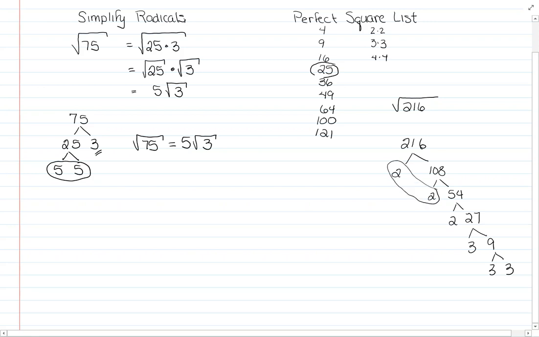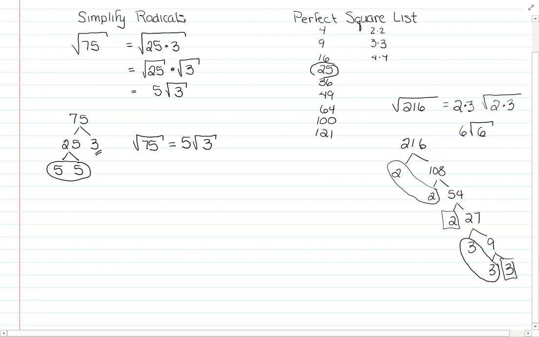Each time I circle, that pair comes out from under the radical. And I have another pair here. So the 3 comes out, and it comes out as multiplication. So it's 2 times 3, not 23. Then what's left over, the 2 and the 3, are put under the radical. And again, it's all multiplication. So 2 times 3 is 6, and then the square root of 6.